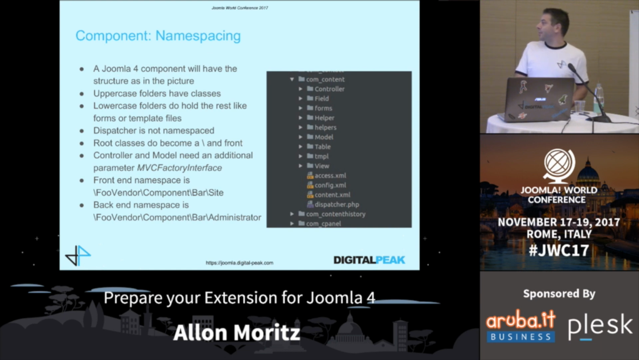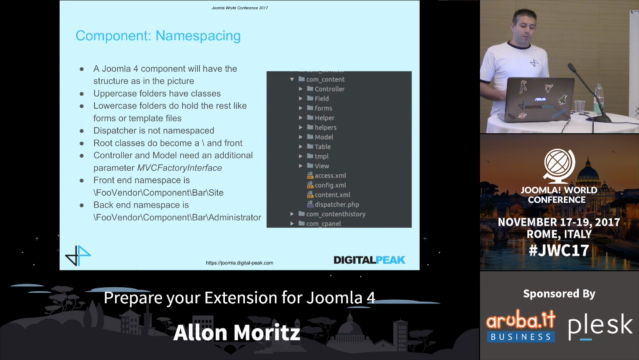Then we have a dispatcher in Joomla 4. It's the only class in your component which is not namespaced. And we'll see later on it's a lot of kind of monkey work. Every root class, like JFactory or this JControllerLegacy, becomes a backslash in front, also the root classes like the exceptions or SimpleXML. There's another change for the controller and the model. They need an additional parameter in the constructor, getting an MVC factory interface to basically load the tables, views, models.